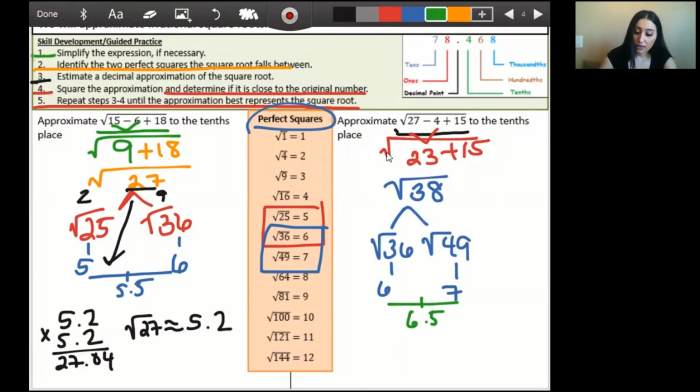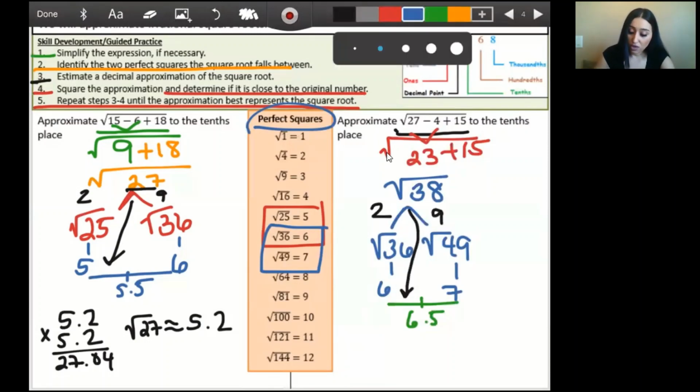So 36 is only 2 units away from the square root of 38. And the square root of 38 is 9 units away from the square root of 49. Because it's closer to the square root of 36, I know it has to fall somewhere in between 6 and 6.5. So I'm going to start off with 6.1. I'm going to multiply 6.1 times 6.